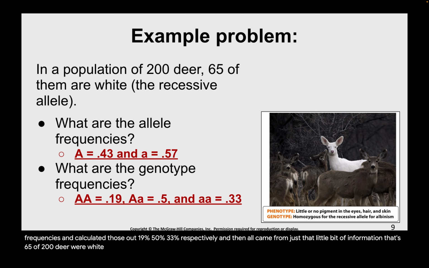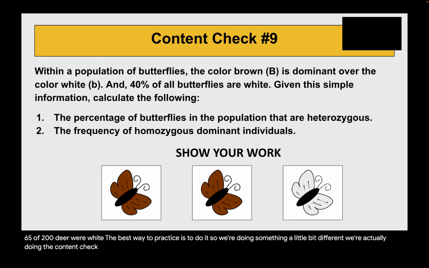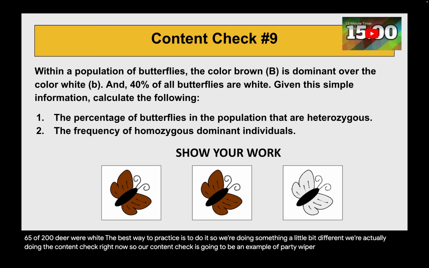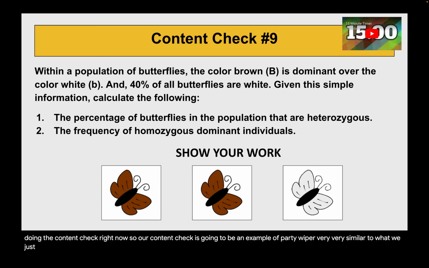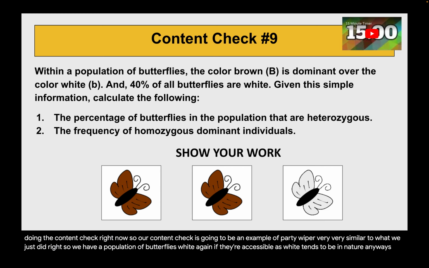All right, I think the best way to practice Hardy-Weinberg is to do it. So we're doing something a little bit different. We're actually doing the content check right now. So our content check is going to be an example of Hardy-Weinberg, very similar to what we just did. We have a population of butterflies. They are either brown or white. White, again, is the recessive allele, as white tends to be in nature anyways.